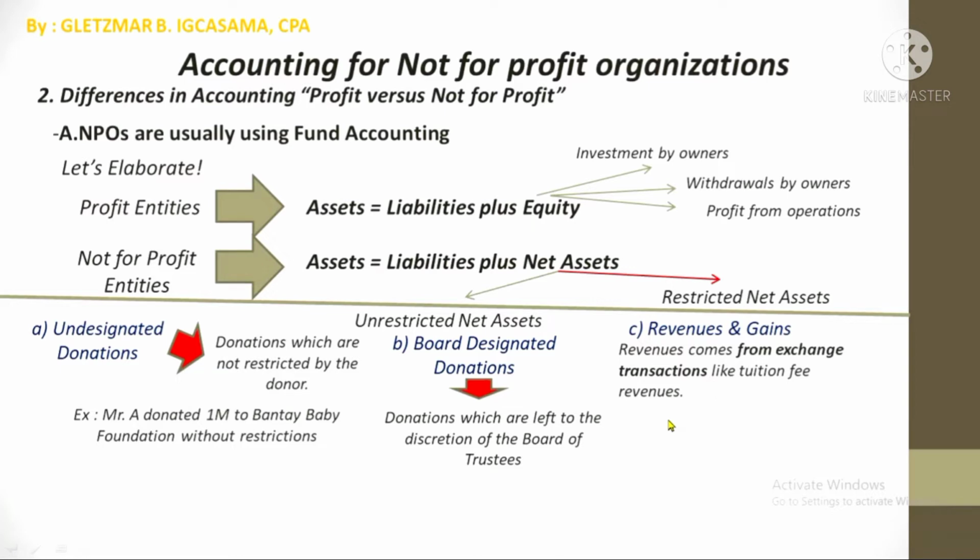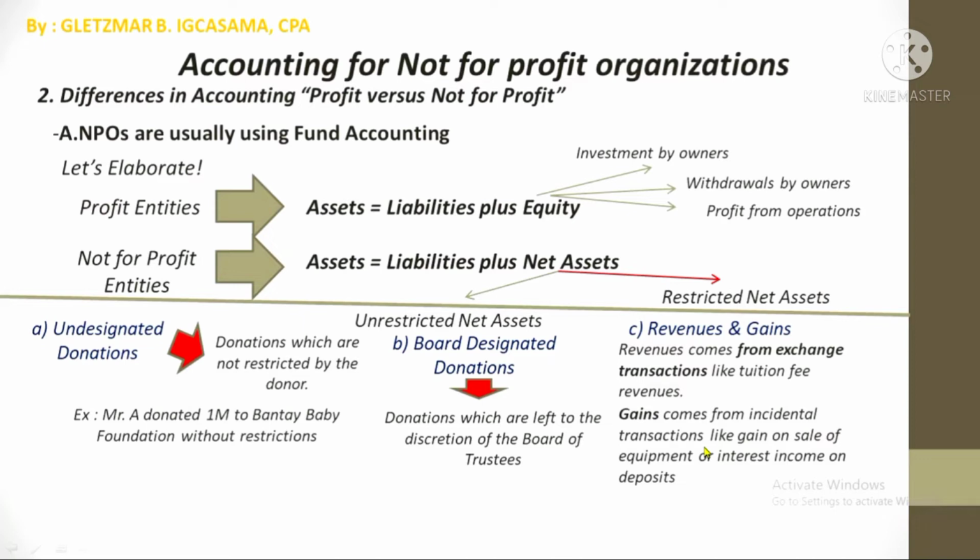Now let's go to gains and losses. Gains come from incidental transactions, like gain on sale of equipment or interest income on deposits of, for example, a not-for-profit school again. This gain and income are considered coming from incidental transactions because they are earned but they are not related to the ordinary course or normal course of operations of the NPO.